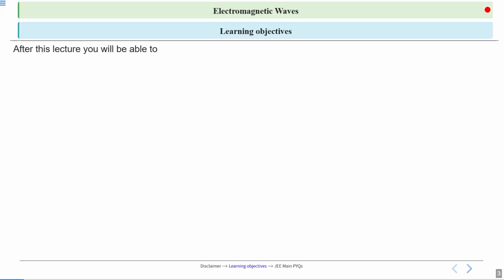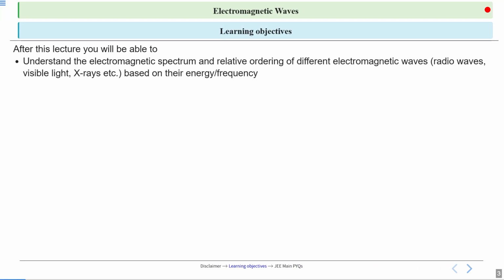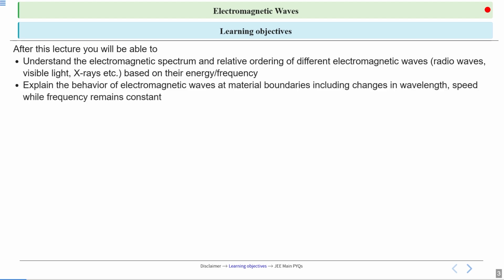After this lecture, you will be able to understand the electromagnetic spectrum and relative ordering of different electromagnetic waves like radio waves, visible light, X rays, etc., based on their energy or frequency. Explain the behavior of electromagnetic waves at material boundaries, including changes in wavelength, speed, while frequency remains constant.